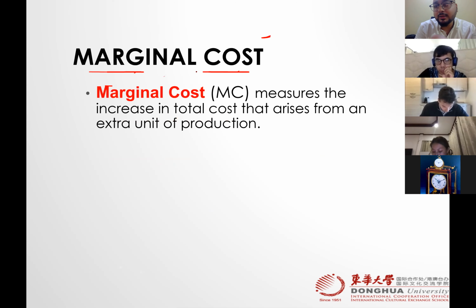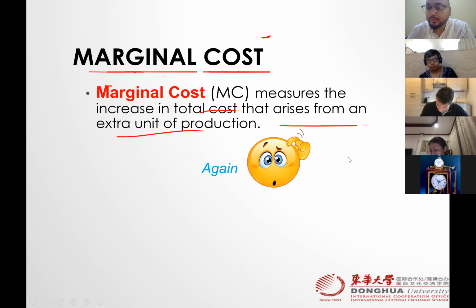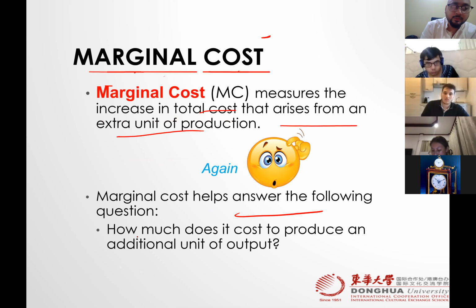Marginal cost, additional cost of producing 1 output. Understand? So marginal cost measures the increase in total cost that arises from extra 1 unit of production. Still confused? Then please read that one. The marginal cost helps answer the following: how much does it cost to produce an additional unit of output?